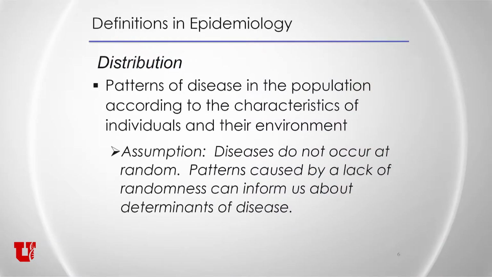Now, the assumption here is that disease does not occur at random, but that the patterns caused by a lack of randomness can inform us about determinants of disease. So we can use data gathering and statistics, see what variation seems to be at random, and see what variation is not at random, and that latter part can inform us about the determinants of disease.